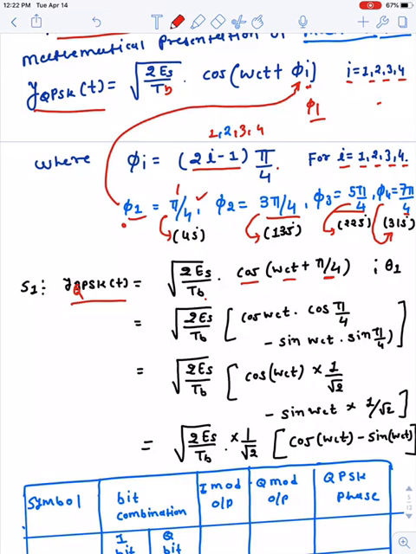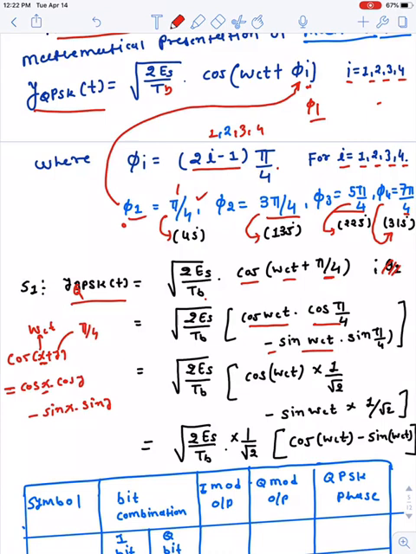So here it becomes cos(omega c t plus pi by 4). Now, what is cos(x plus y)? This equation can be represented as cos x into cos y minus sin x into sin y. Now x is known, that is omega c t, and y is known as pi by 4. So how can this equation be modified? It can be modified as cos omega c t into cos pi by 4 minus sin omega c t into sin pi by 4.